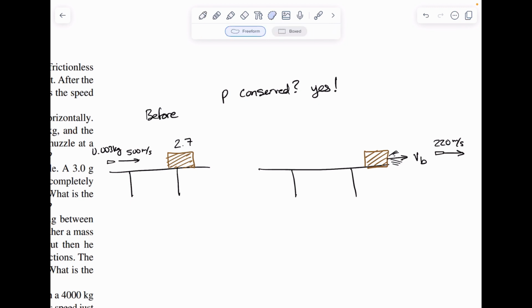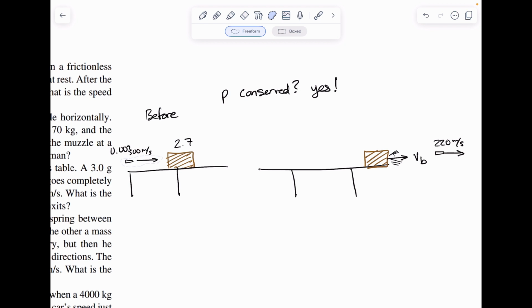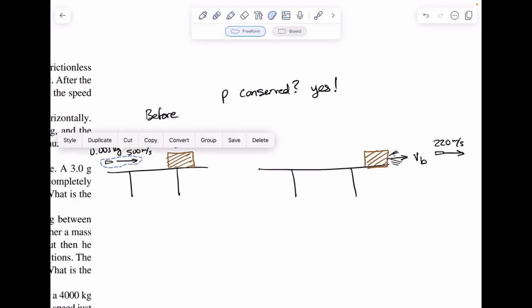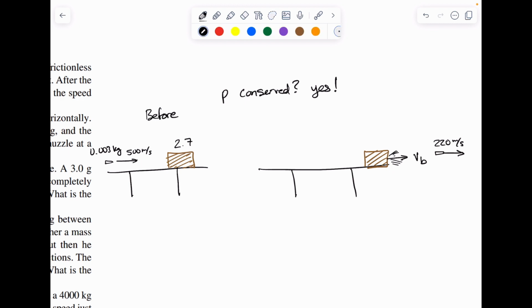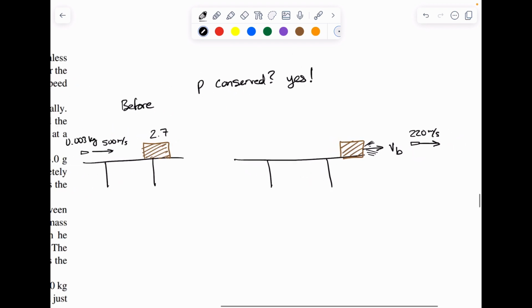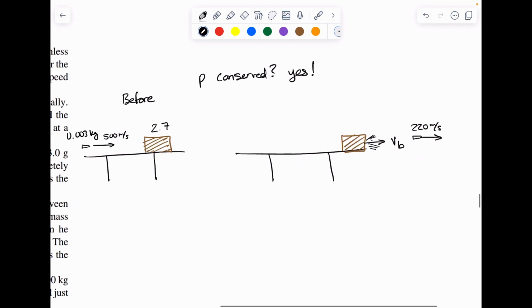In fact, we're considering the bullet right before it hits the block and right after. So even my pictures are misleading. But even considering friction, there is no friction. So that's the only other external force that could act on these two objects. So the question is, what is that final velocity?